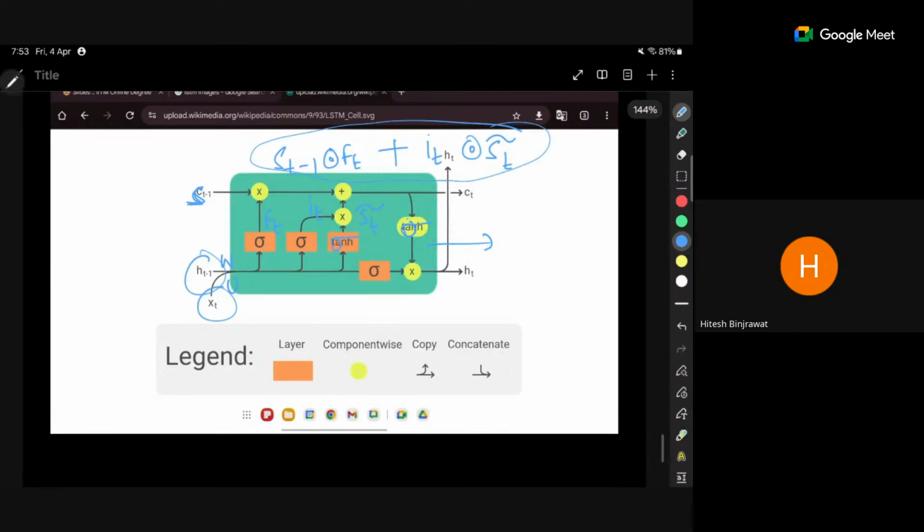What do you call it, OT, or sigmoid of S. This is also ST.